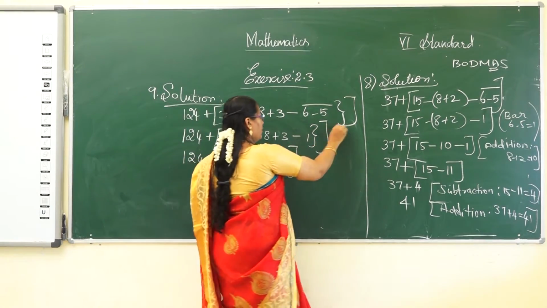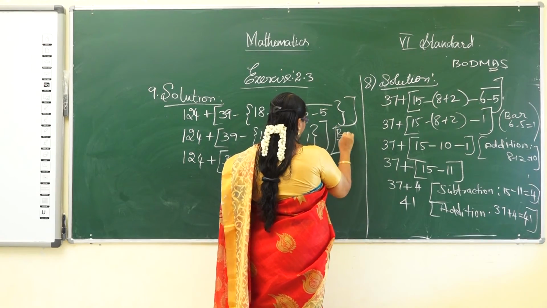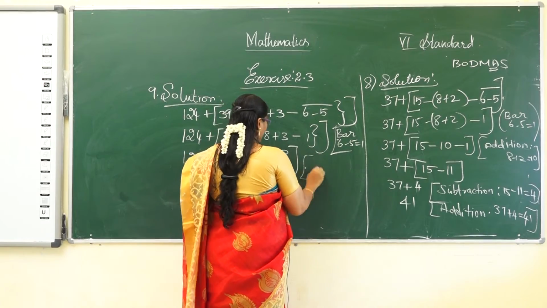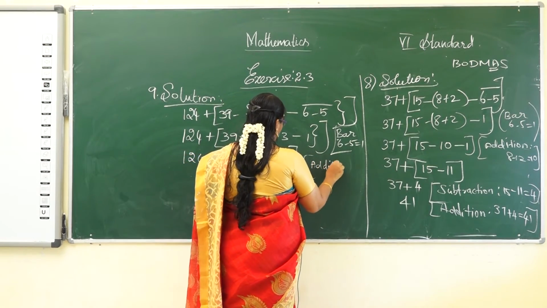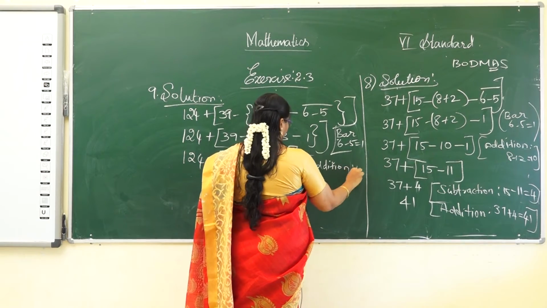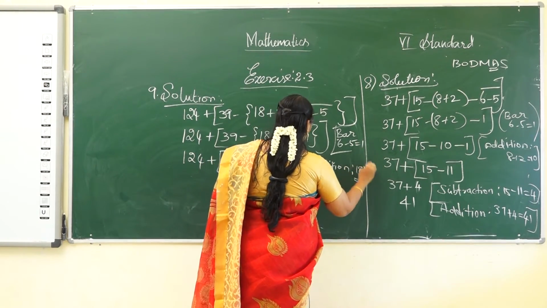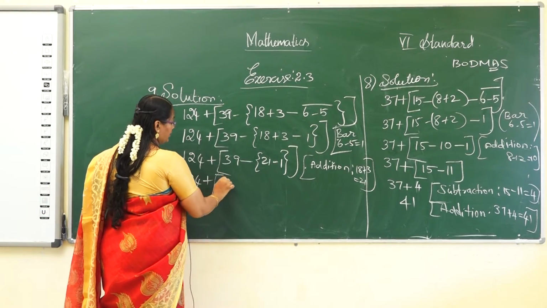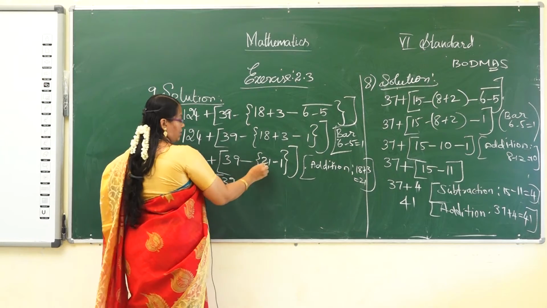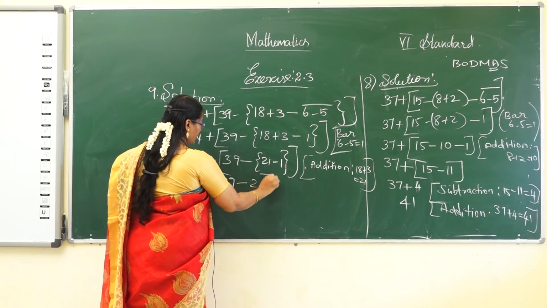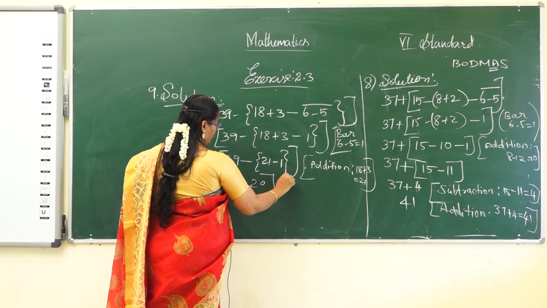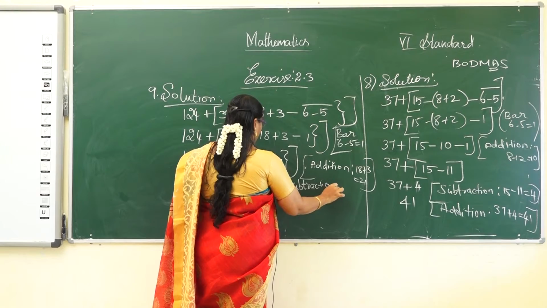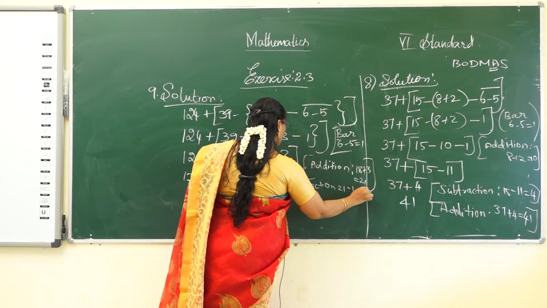Here write bar: 6 minus 5 is equal to 1, and here addition: 18 plus 3 is equal to 21. 124 plus 39 minus 21 minus 1, 20. Okay. Subtraction: 21 minus 1 is equal to 20.